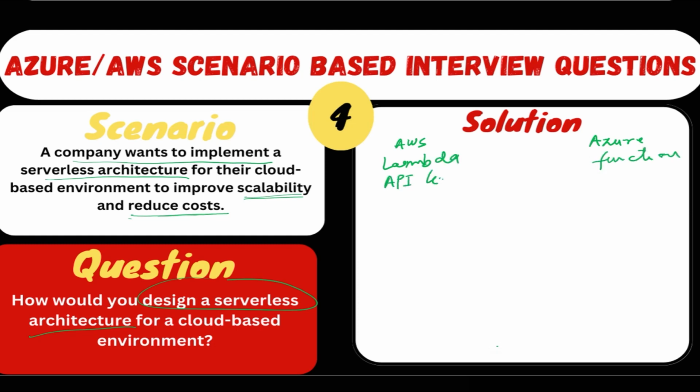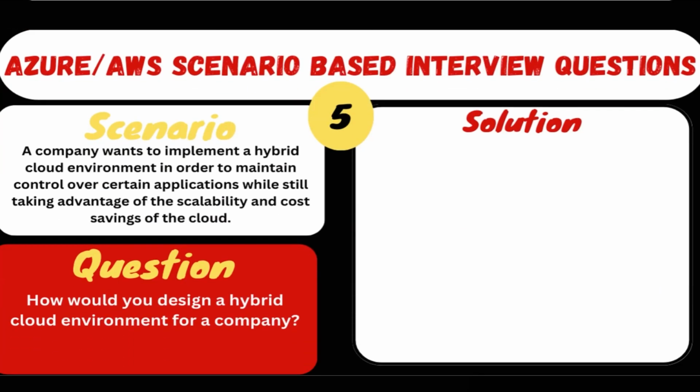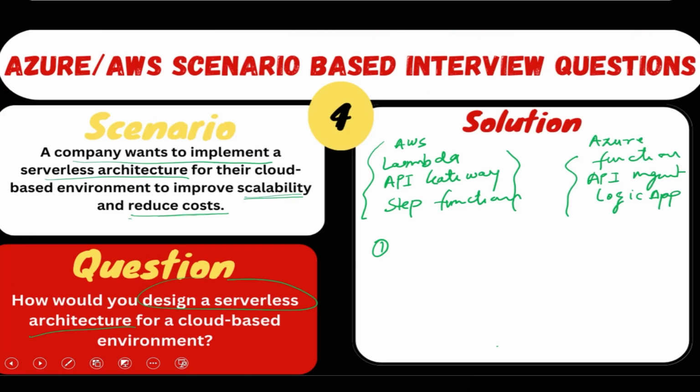Whenever we talk about serverless architecture, you always think about the function, right? If we talk about AWS, we have AWS Lambda. In Azure, we have Azure Functions. Along with these, we would require API Gateway, meaning we need to understand API management as well, because it will help us to communicate between our application and that particular function. And in the last step, we will use AWS Step Functions and Azure Logic Apps. Let's understand why we will need these things.